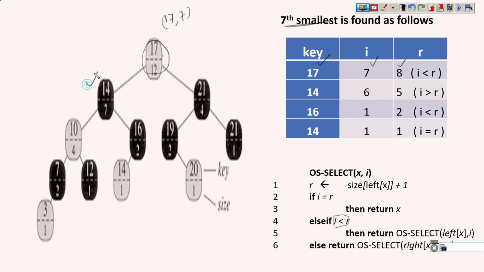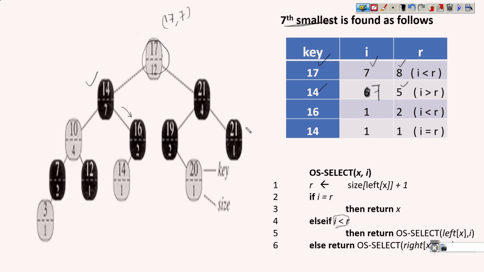So we move here. Now, in the second step, the key value is 14. I is 7, because this I will not change. We are looking for the 7th smallest. So I remains 7. Now what is the rank of this? We look to this, 4 plus 1, 5. So this is 5. Now this condition is not satisfied. That means we have to go to the right subtree. So we are going to move here. But what is the new case that we take? This is 7 minus 5, which is 2.